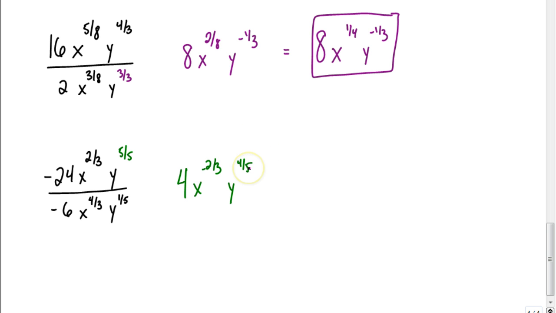There's no reducing that we can do there. The negative 2/3 can't be reduced. The 4/5 can't be reduced. So that would be your answer.